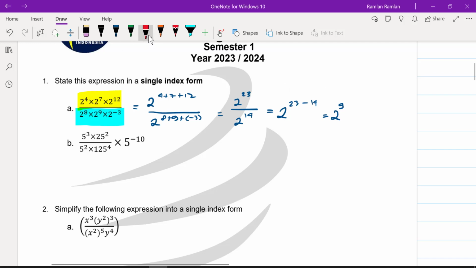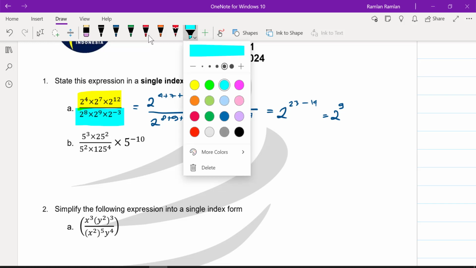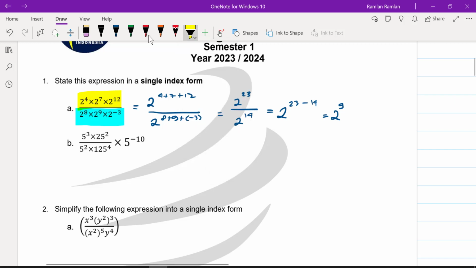Okay, let's go to the next question, number 1b. Here we have the same concept as before, but the difference between the first and the second question is that you have some different bases. We have 5 as the base for this term, and this is also 5, but this is not 5, this is 25. This is also not 5, this is 125. Notice that if you have different bases, you cannot just add the power. You need to make the bases the same, if you can, then you can add or subtract the power. You add the power if they are being multiplied, and you subtract the power if you are dividing.